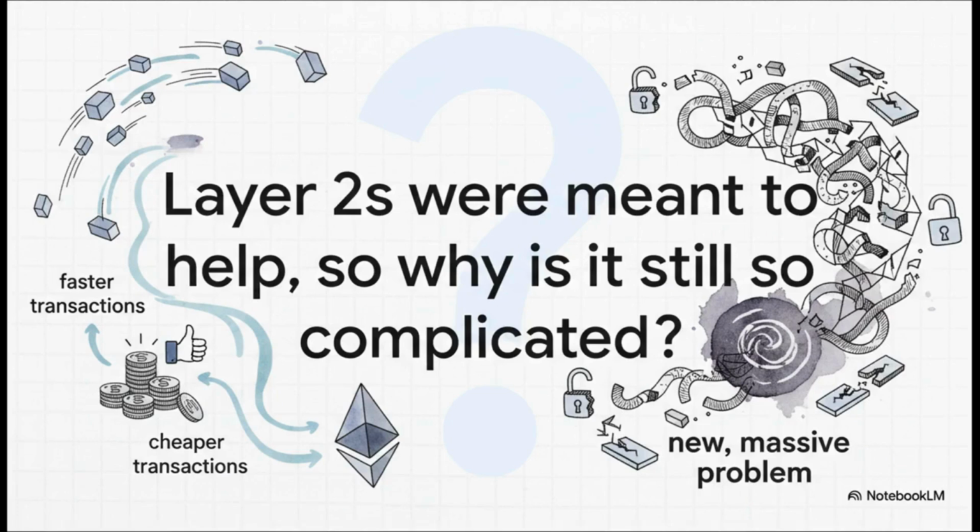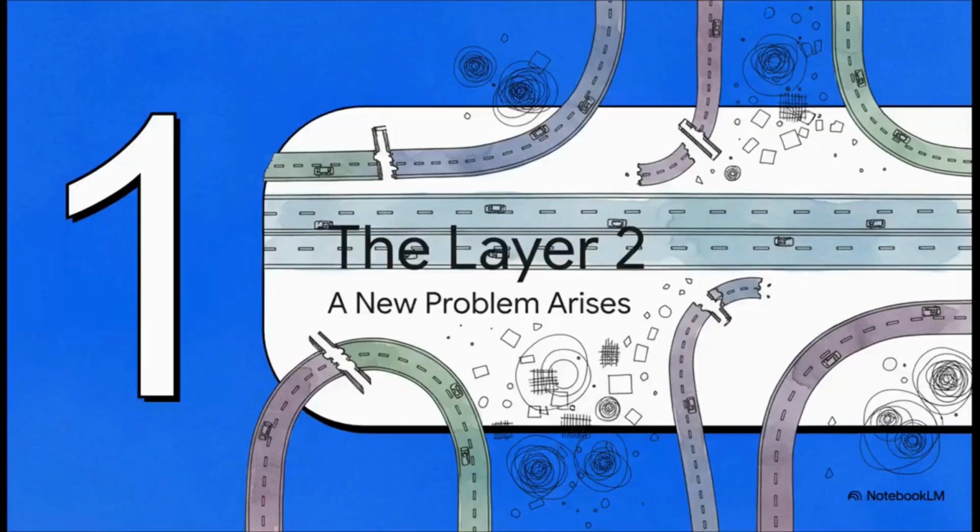Okay, so here's the core question we need to tackle. Layer 2s, all those rollups, they were supposed to be the big fix for Ethereum's growing pains. They promised us faster, cheaper transactions, and honestly, they delivered. But in solving that one problem, they accidentally created a brand new and pretty massive one. And this is what everyone's calling the Layer 2 paradox.